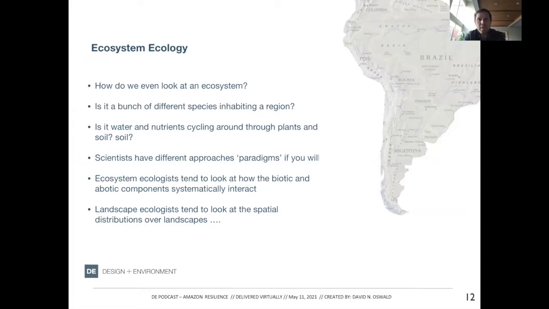And this in itself, walk out to UBC or walk over to McGill or SFU or UVic or wherever, any university where you've got a forestry or biology or geography department, and you can probably get into a week-long argument with 10 different people about what an ecosystem is, or how we should be looking at ecosystems. So is it a bunch of different species inhabiting a region? Is that what we need to look at in order to understand this part of the biosphere? Is it just a bunch of processes like water and nutrient cycling through plants and soil? I mean, it's a lot of different things.